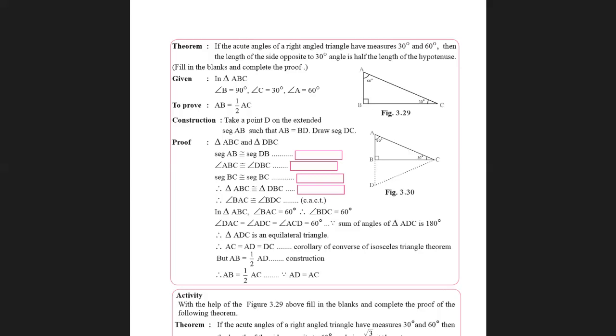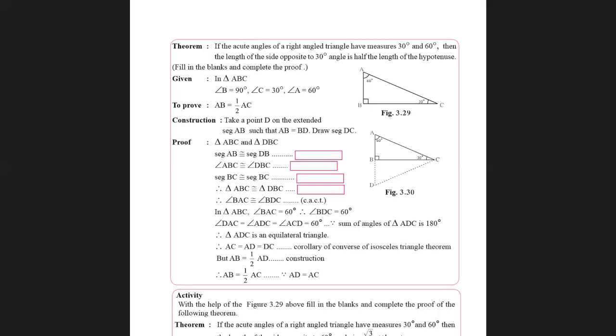Second, angle ABC is congruent to angle DBC, equal to 90 degrees, again by construction. Next, segment BC is congruent to segment BC, common side. So in that box you will write common side. Therefore, triangle ABC is congruent to triangle DBC by which test? By SAS test.